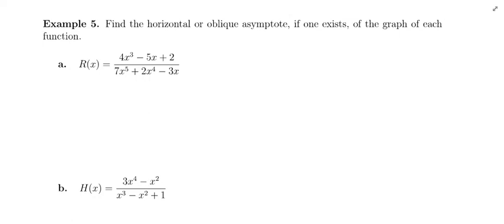Example 5. Find the horizontal or oblique asymptote, if one exists, of the graph of each function. All right, so again, we have 4 rational functions. We are interested in finding the horizontal or the oblique asymptote.